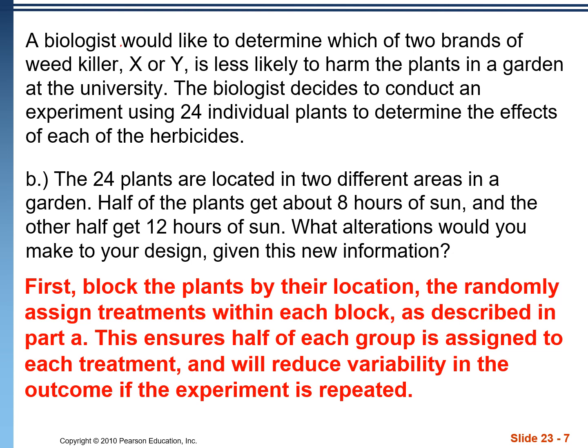This way, the 12 plants that receive weed killer X are split up, with half of them being in the shadier group, half of them being in the sunnier group. This is going to reduce variability if we were to repeat this experiment, and we get more consistent results.